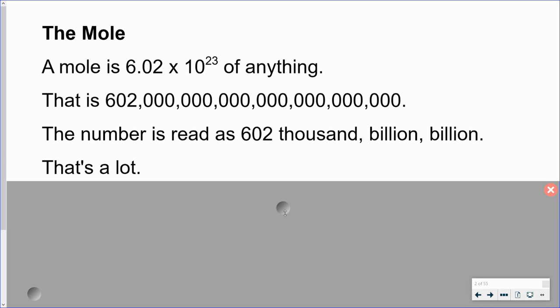Now, how big is that number? It's really big. It's so big that you really can't wrap your head around the sheer size of this number. That's why I want to go through and try to help you understand just how ridiculously large that number is.